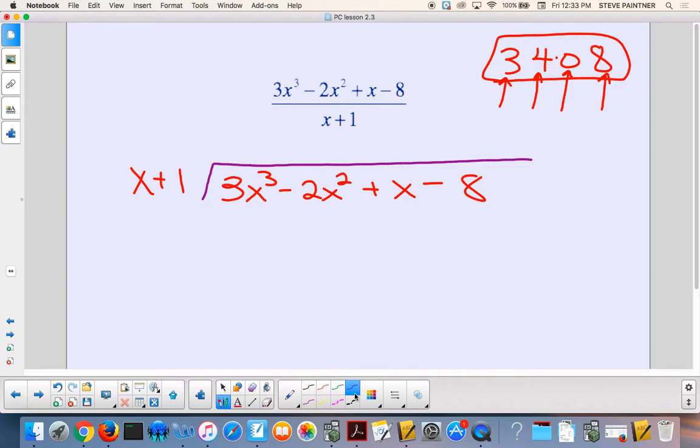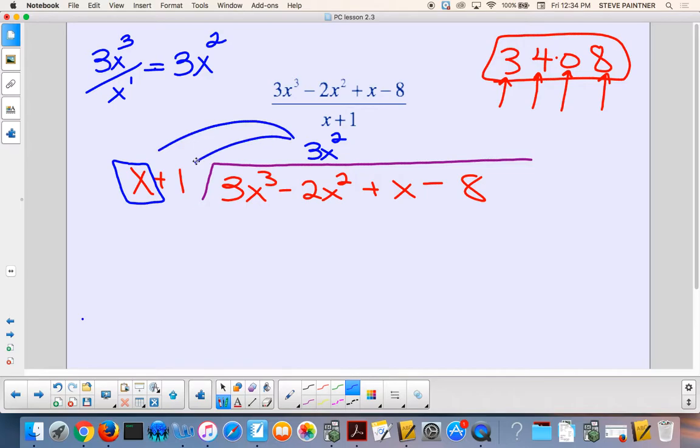You only care about this x, just the x. That's all you care about on the outside. So how many times will x go into 3x cubed? 3x squared, yes. 3 minus 1 gives you the 2. So 3x squared goes above which term? The 2x. Okay, got it. 3x squared on top. Multiply twice. Here, get this, and this.